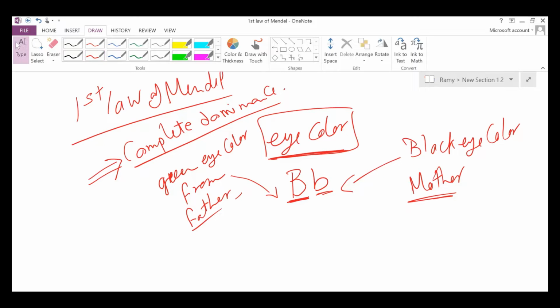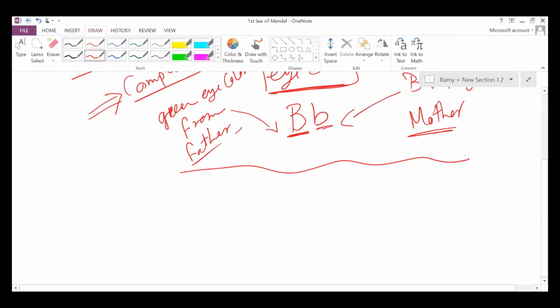Okay, if we talk about the height of the plant, whether the plant is tall or short, let's say the plant is T capital, T small. T capital is for tall plant and T small is for short plant. That means T capital, for the plant to be tall, is the dominant allele. That's why we write it in capital letter. The short one is recessive, which means less common to appear in the phenotype.